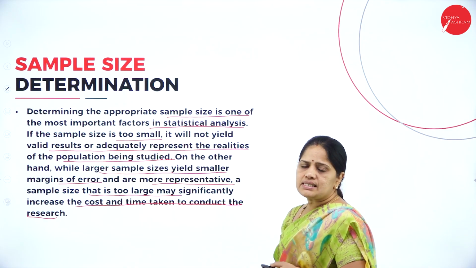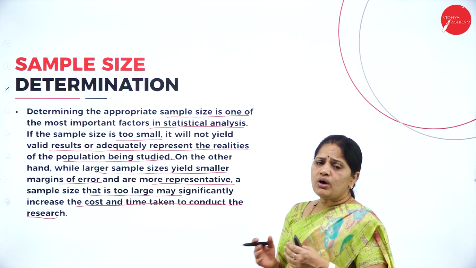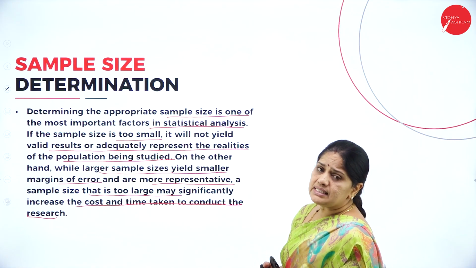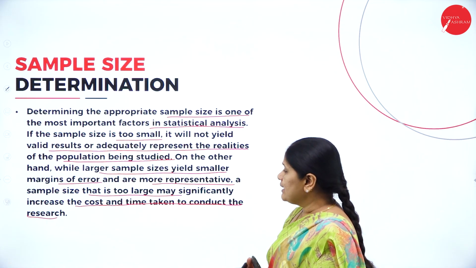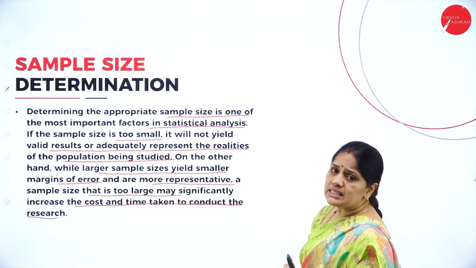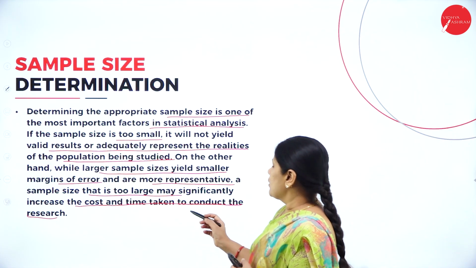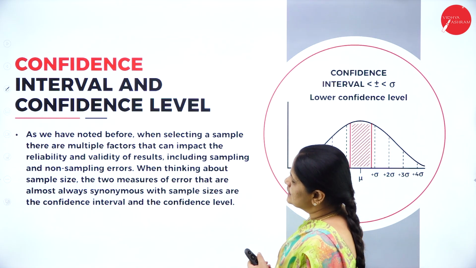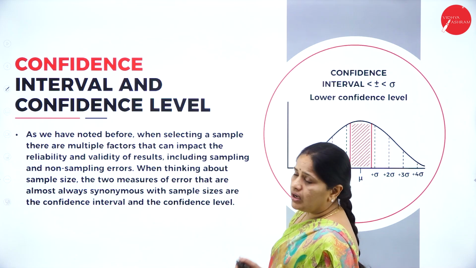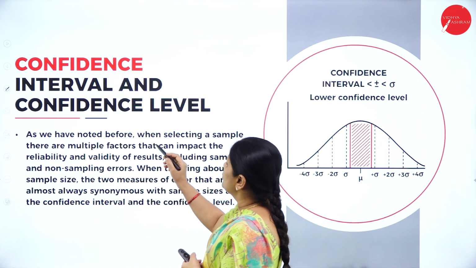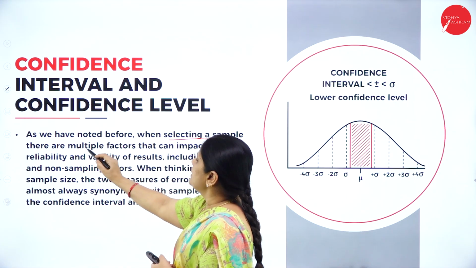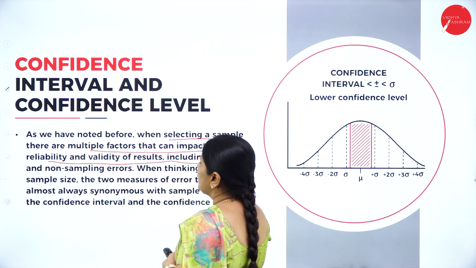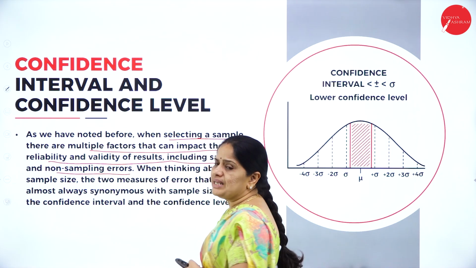So, while determining the sample size, a smaller sample size may give rise to a lot of errors, while with a larger sample size there may be a lot fewer errors. But when you have a too large sample, that will increase the cost and time taken to conduct the research. Next we will see what the confidence interval and confidence level are. As we have noted before, when selecting a sample, there are multiple factors that impact the reliability and validity of the results, including sampling and non-sampling errors.